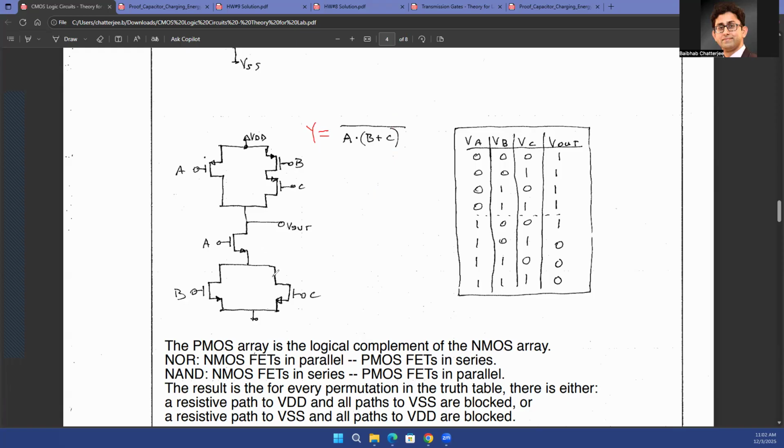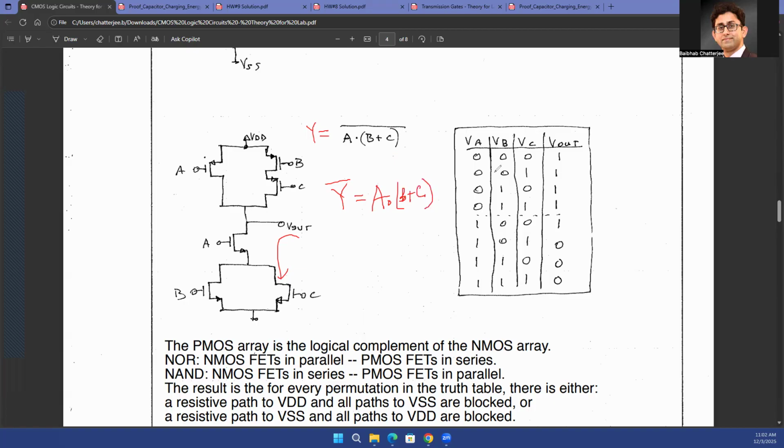Now, if I want to create my pull down network, I'm interested in when my output discharges. So I'm not interested in when my output becomes 1. Rather, I'm interested in when my output becomes 0. So when I'm trying to create the pull down network, which will discharge the output, I'm interested in Y bar. I'm not interested in Y, right? I want to discharge the output. So Y bar is what? Y bar is going to be A ANDed with B or C.